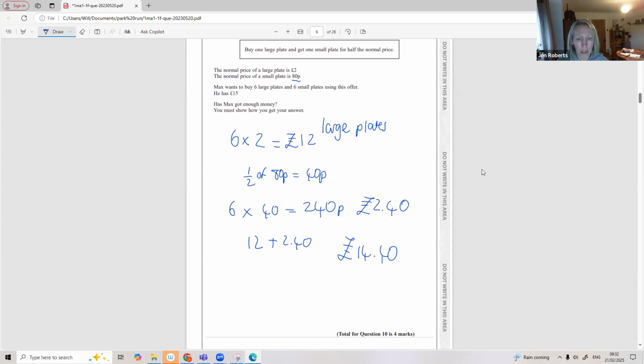Has Max got enough money? Yes, because he's got £15.